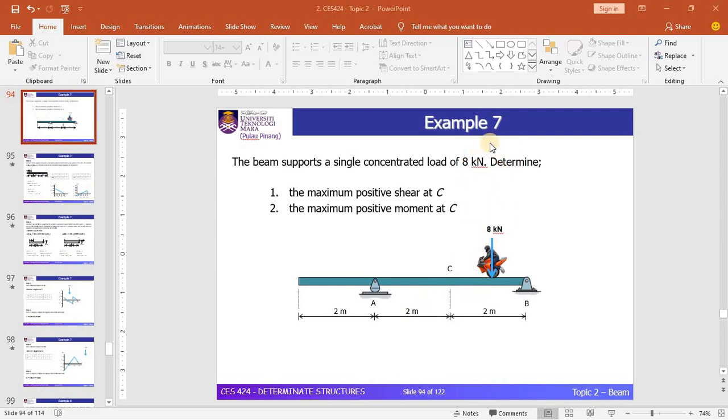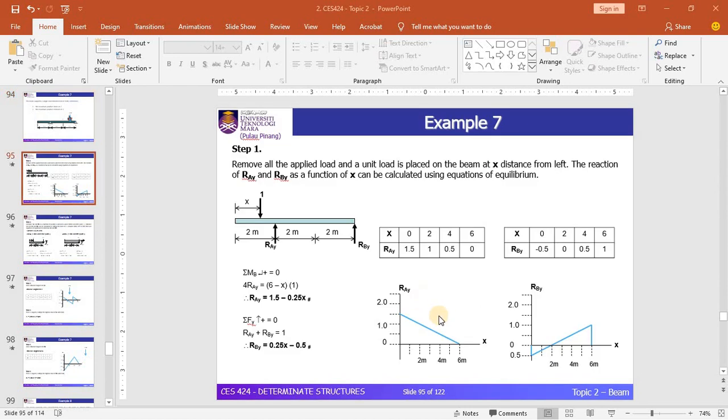By using example 7, we will demonstrate how we can use the ILD to determine the maximum positive shear at point C and also the maximum positive moment at C. What you can see in this diagram is an overhanging beam. We have developed the ILD diagram for shear and moment at point C in example 3. We can recall that example, and you can see that it shows again the steps that we have discussed in detail before.